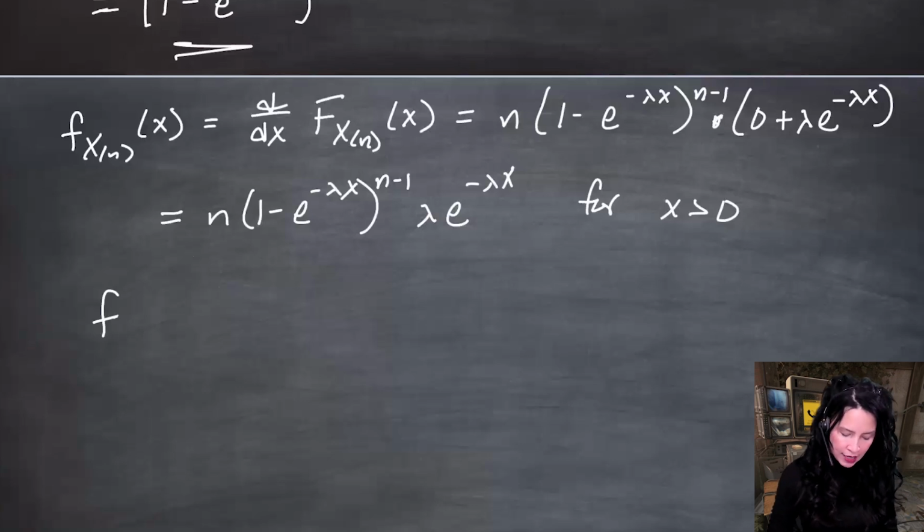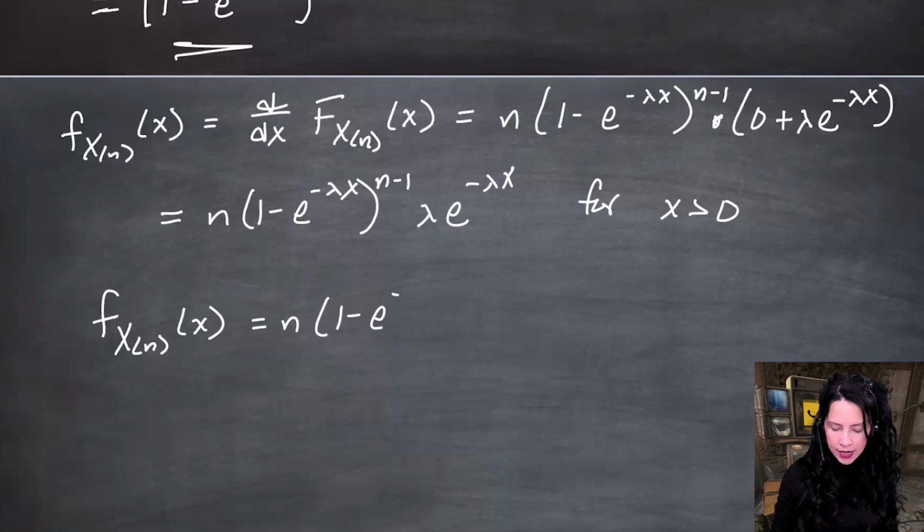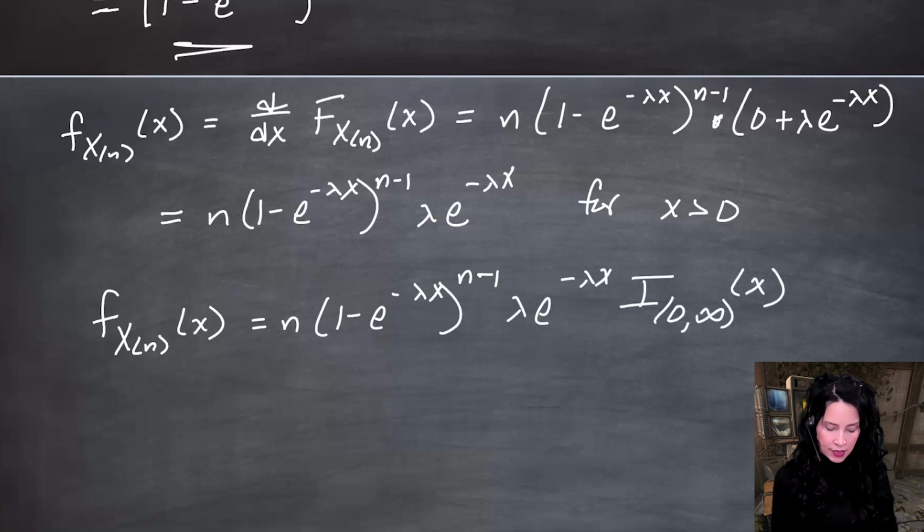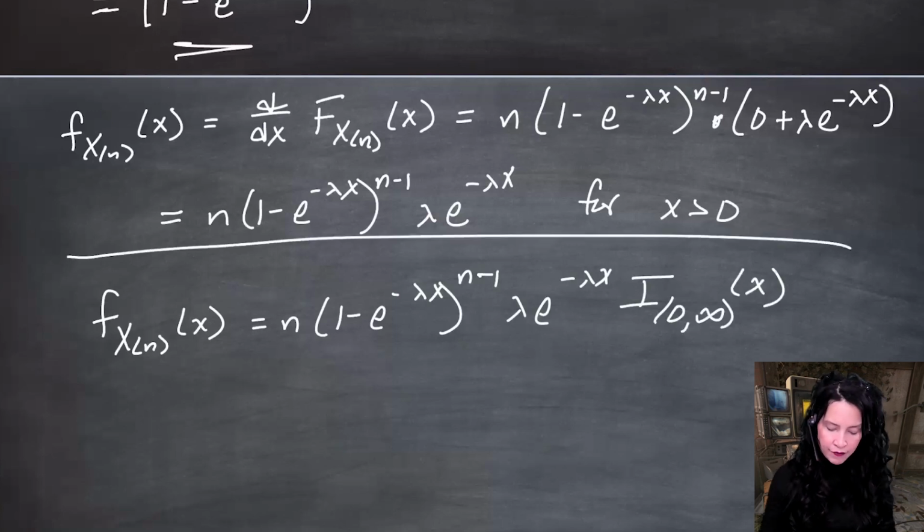But overall, I can write the maximum PDF as n times (1 minus e to the minus lambda x) to the n minus 1, times lambda e to the minus lambda x, times an indicator that says x is greater than 0, because the min and the max always live on the same space as the original x's. So we have found the PDF.